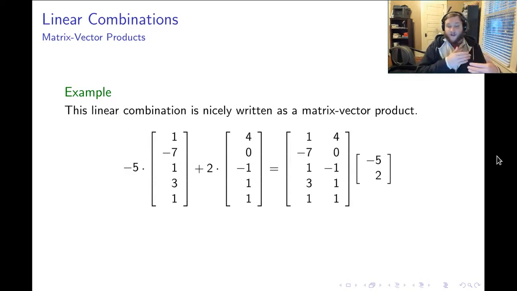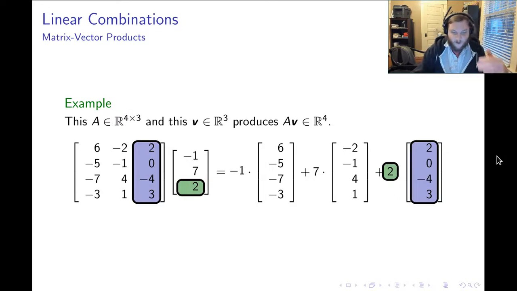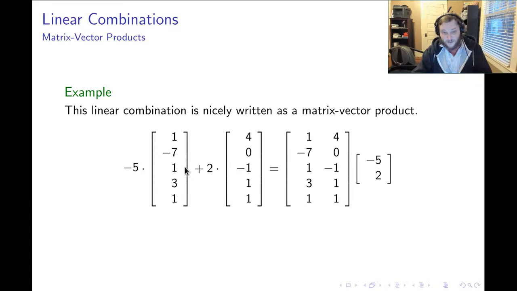This goes the other way too. So in this previous example, we started with a matrix vector product, and we walked through the mechanics of actually multiplying this out to produce a new vector. This is useful in the other direction too. Sometimes it's the case that we encounter a linear combination in some problem, and it becomes useful to rewrite that linear combination as a matrix times a vector.